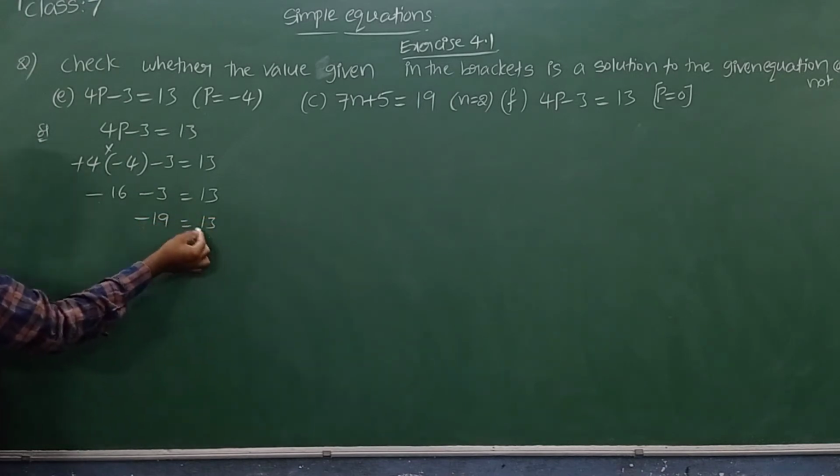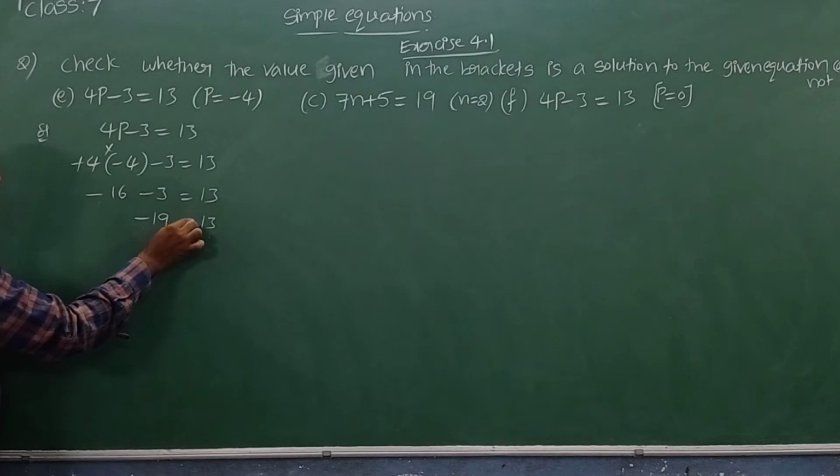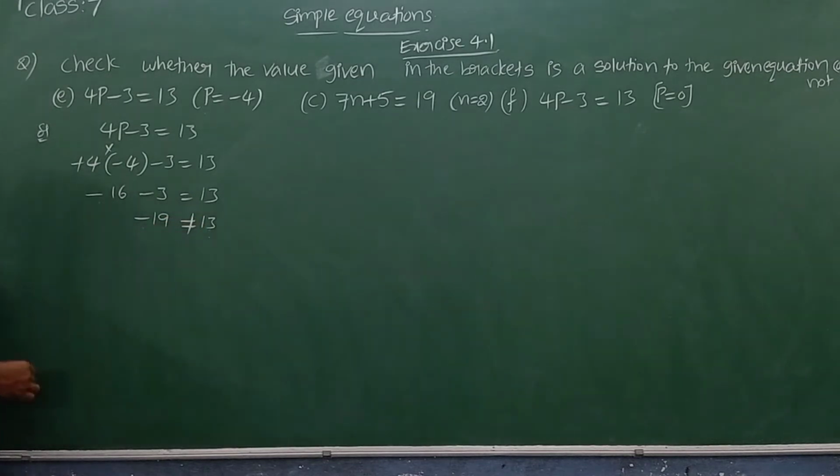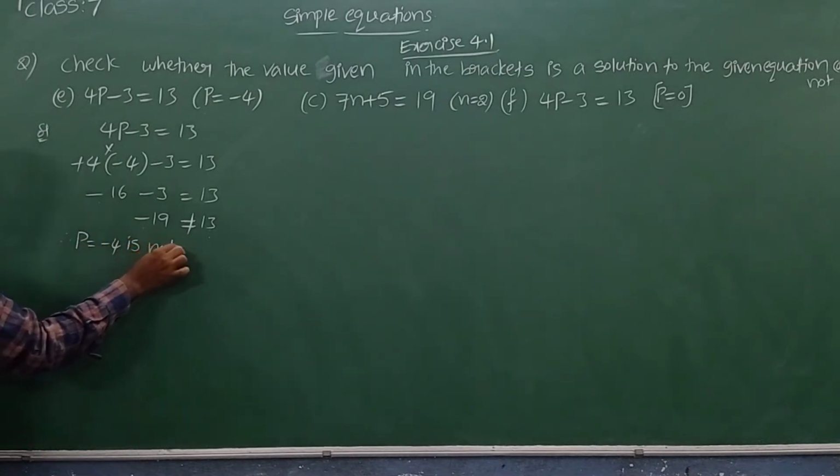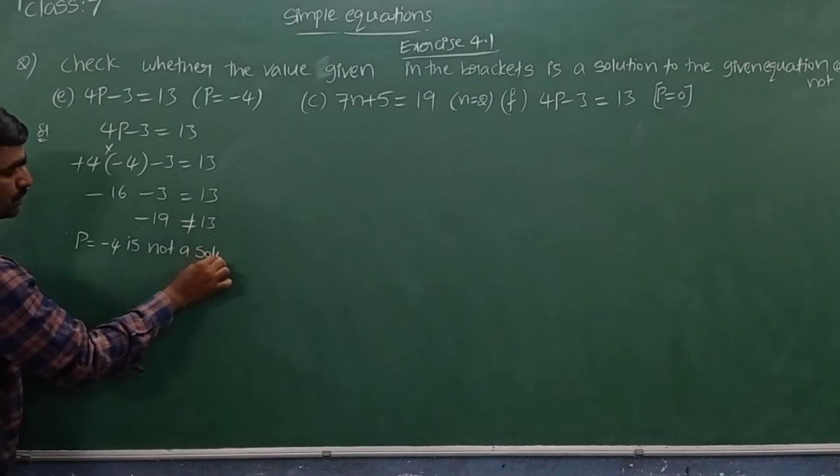Are the LHS and RHS both equal? No, LHS and RHS are not equal. So what can we write? Therefore, p is equal to minus 4 is not a solution.